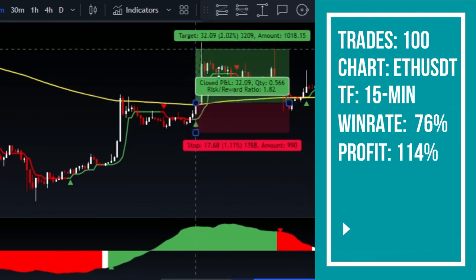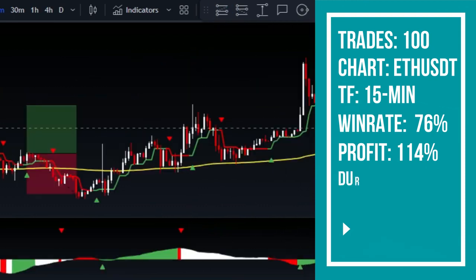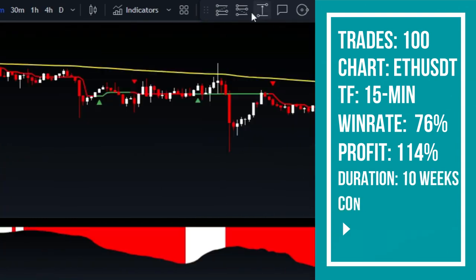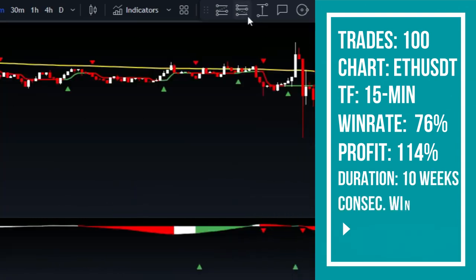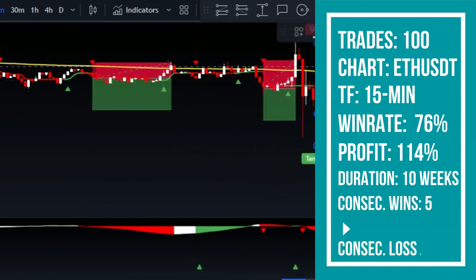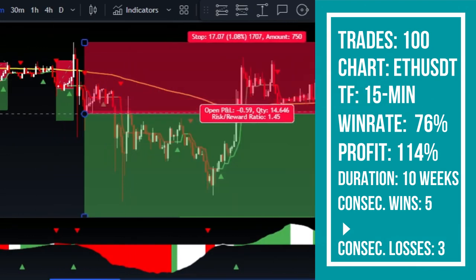What's even more noteworthy is that we identified these 100 setups in just 10 weeks. During the backtesting process, we achieved 5 consecutive wins in contrast to 3 consecutive losses, showcasing the strength and reliability of this strategy.